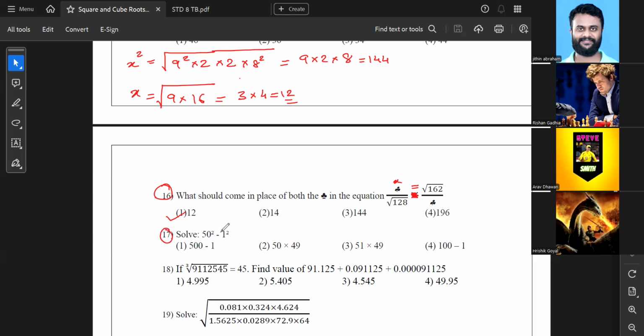Going to the 17th one, since this was an easy one, I'm solving both. Okay, 50 square minus 1 square. I've already told you this formula. This is basically 50 plus 1, and then 50 minus 1. 50 plus 1 is 51, multiplied by 50 minus 1 is 49. That is option 3.